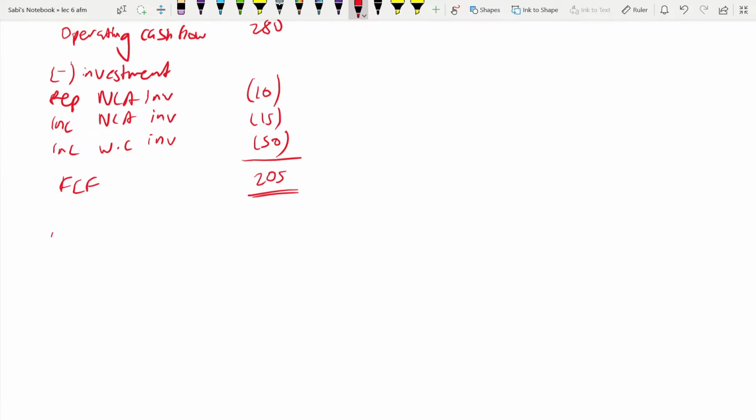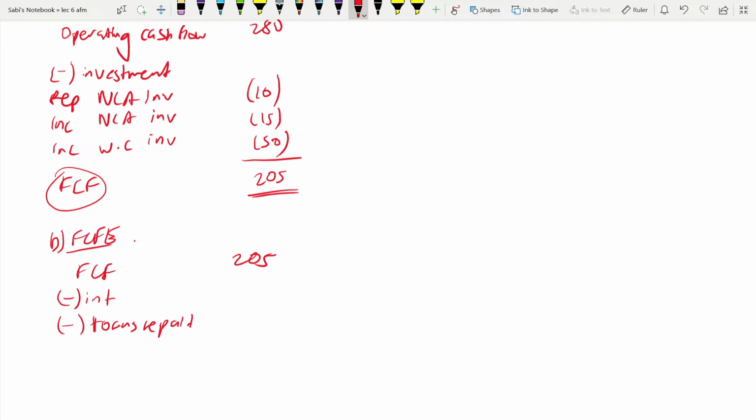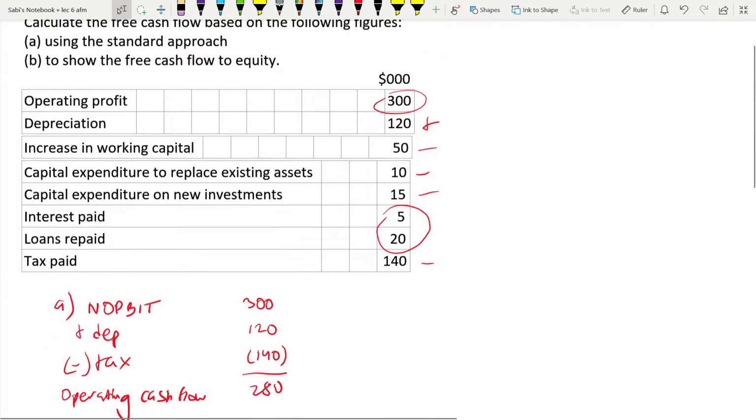Part B. Free cash flow to equity you are calculating for. Where do you start? Starting point is FCF, which is 205, already you calculated. Deduct your interest, deduct your loans repaid, okay? All your debt basically, and any component relating to debt, for example, interest. Loan is a debt and interest on that loan is a component of that debt. Deduct both. So interest is 5 and loan repaid was 20. Right? This 5 and 20, now you're taking it in FCFE.